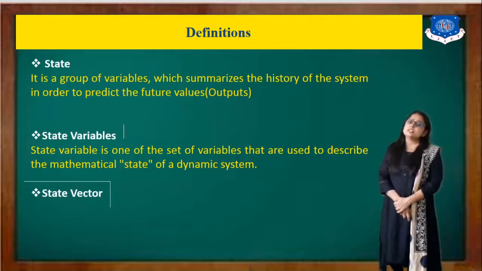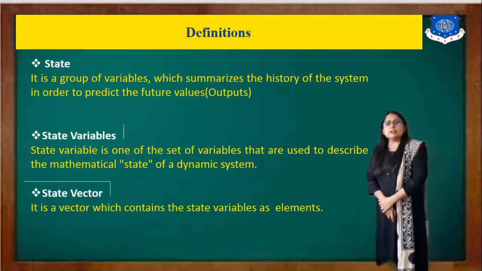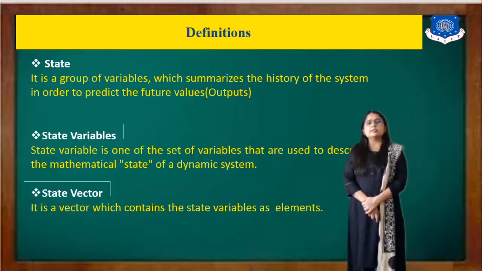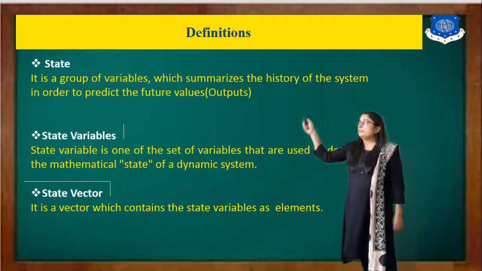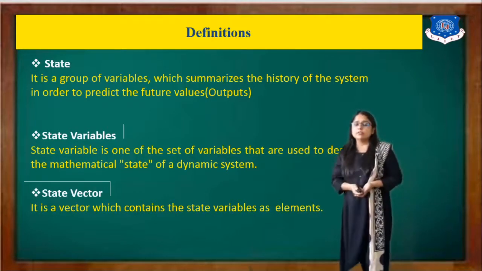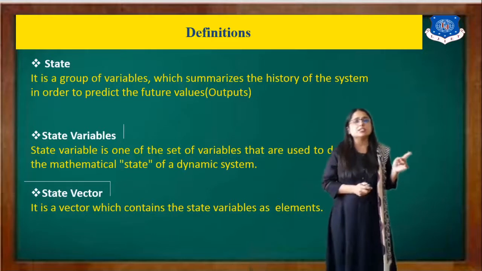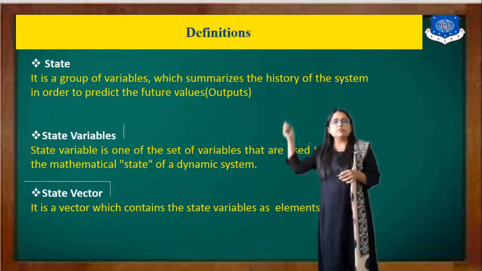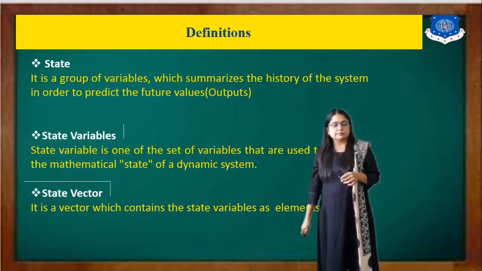Next is the state vector. It is a vector which contains the state variables as its elements. If you remember, this definition we already discussed when we studied the subject control system. The same definition you can write here also.